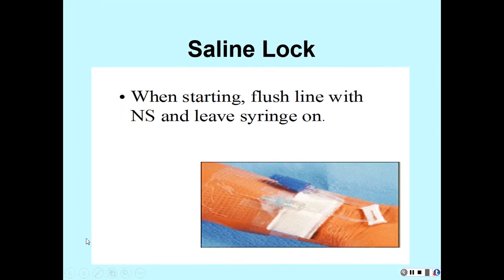There we go. Okay, for your saline locks, we talked about these the other day. Those are just IVs without all the tubing and fluids. These we use intermittently. Sometimes you'll just have a saline lock in case you need access.